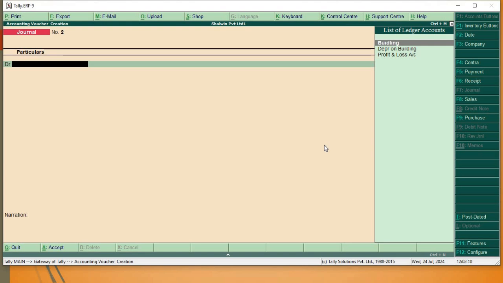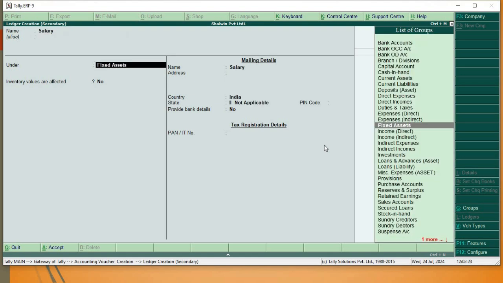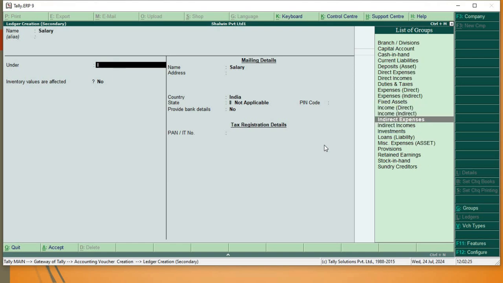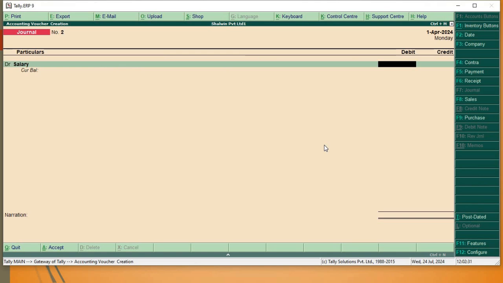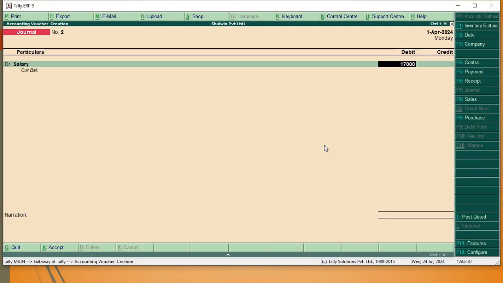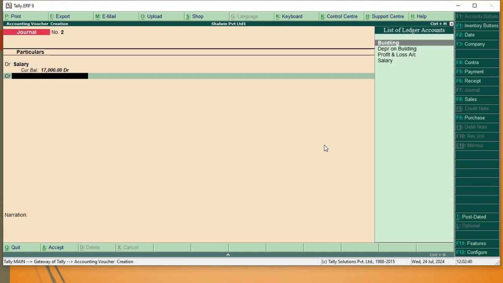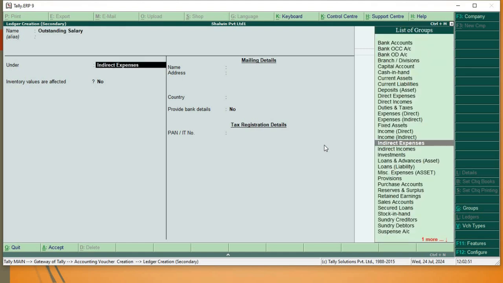In order to create the ledger by name salary, I'm using Alt C. If you already have a ledger by salary, there's no need of creating. So salary under indirect expense. What is the amount of it? It's 17,000. And on the credit side, we should have outstanding salary. Alt C, outstanding salary under current liability.